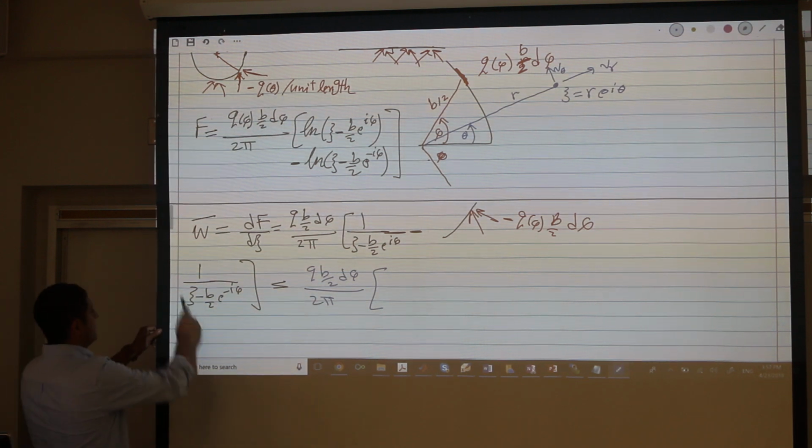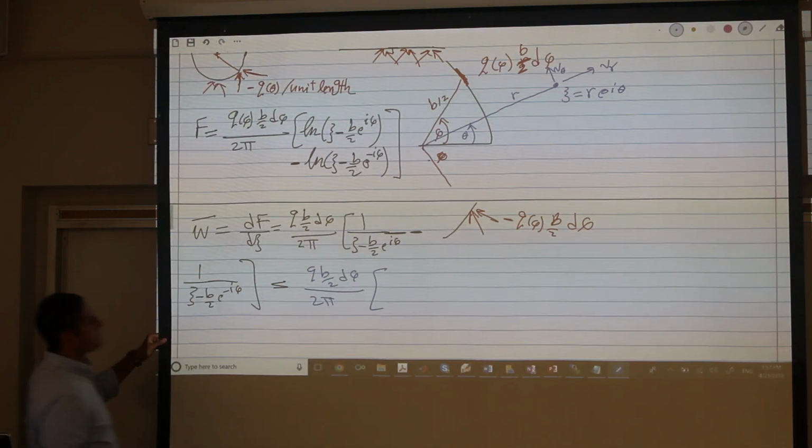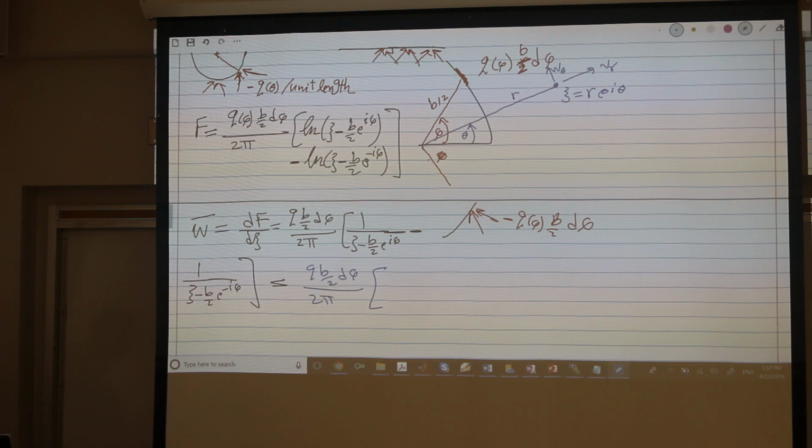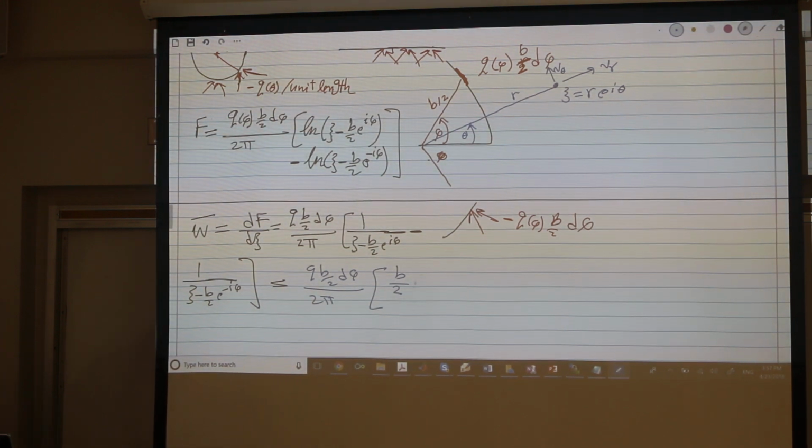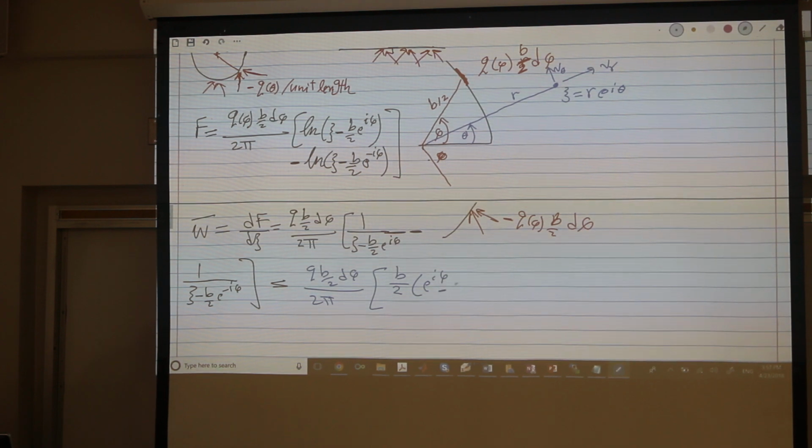You subtract, so this guy minus that guy, the zetas go away, you have b over 2 e to the i phi minus e to the negative i phi, divided by zeta times zeta minus b over 2 e to the negative i phi.